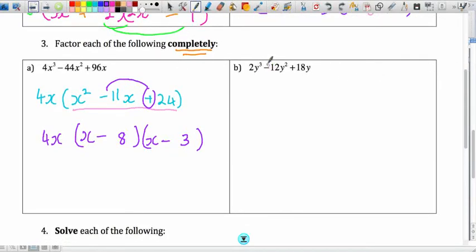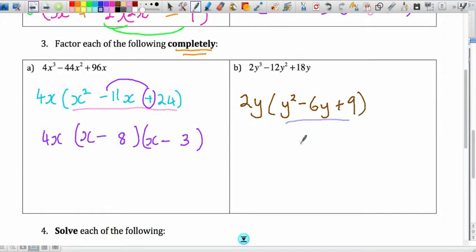Okay. Same again for this one. What I'm looking to do is identify a term which is in all of these. So 2 is common to 2, 12, and 18. Y is also common to all of those terms. So if I remove 2y, I'm left with y squared minus, excuse me, 6y plus 9. Once again, we look inside the parentheses.